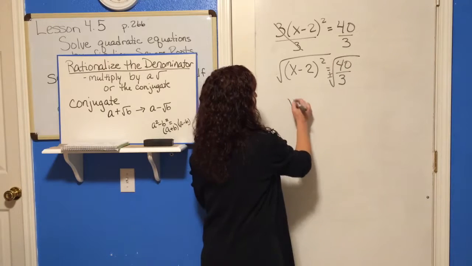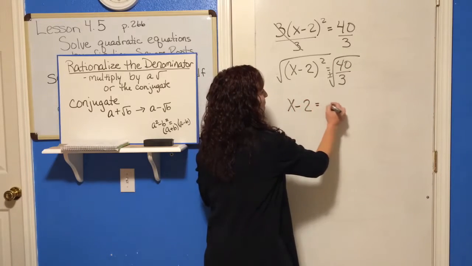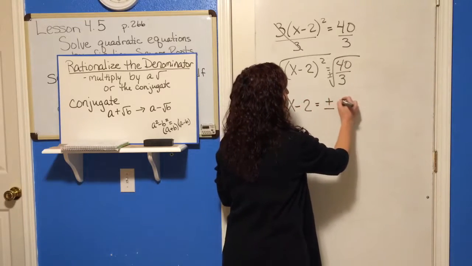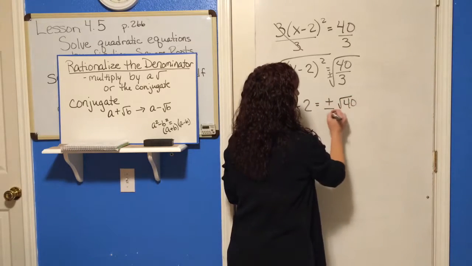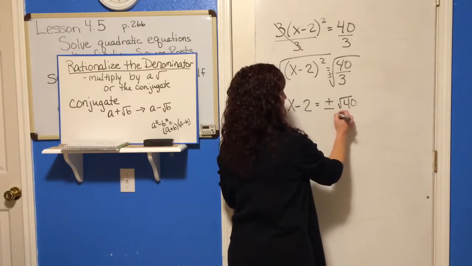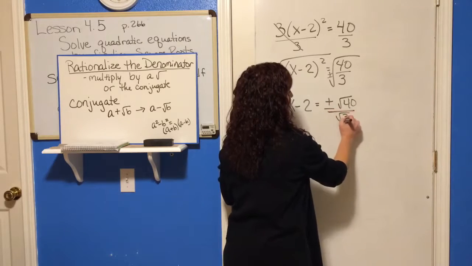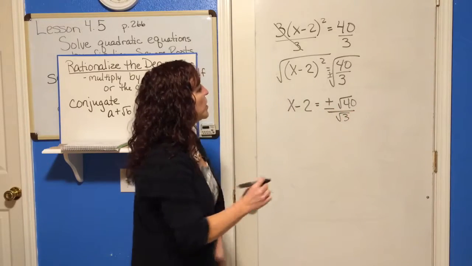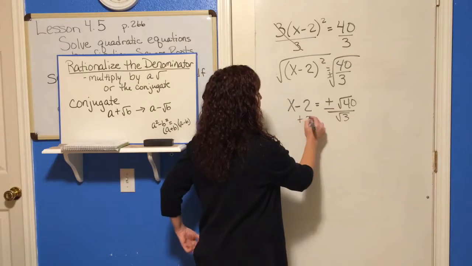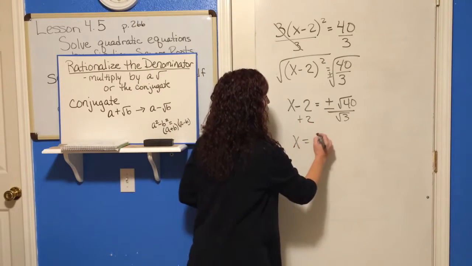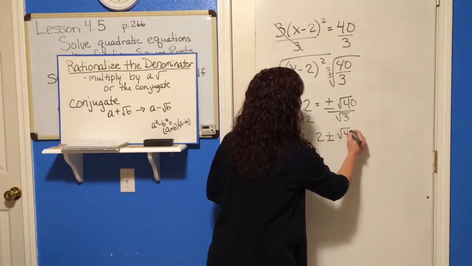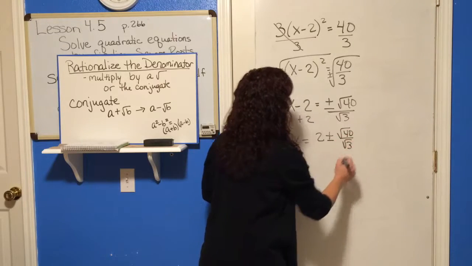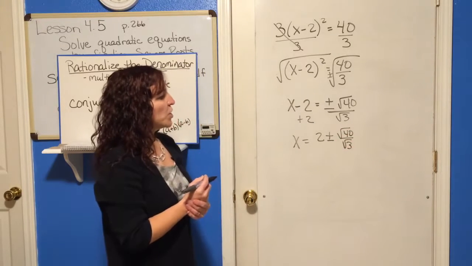So now x minus 2 equals plus or minus the square root of 40 over the square root of 3. What are we going to do with that? So now we need to add 2. So x equals 2 plus or minus the square root of 40 over the square root of 3.